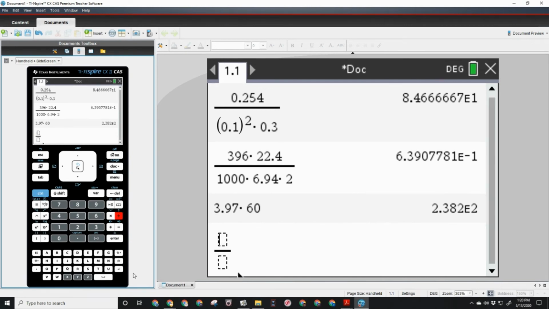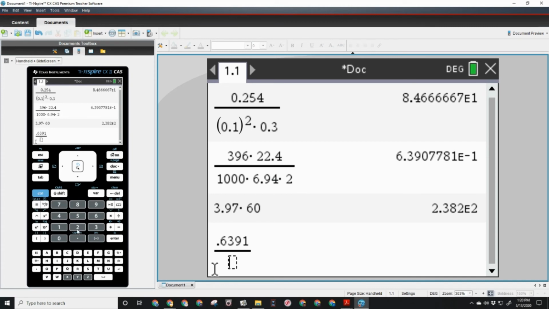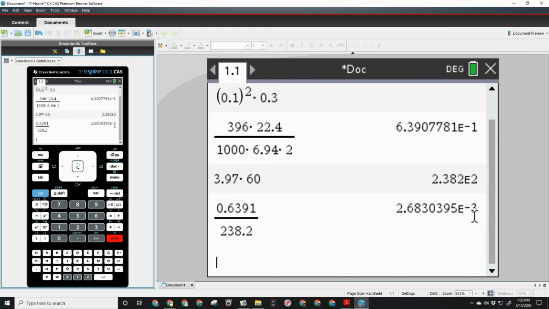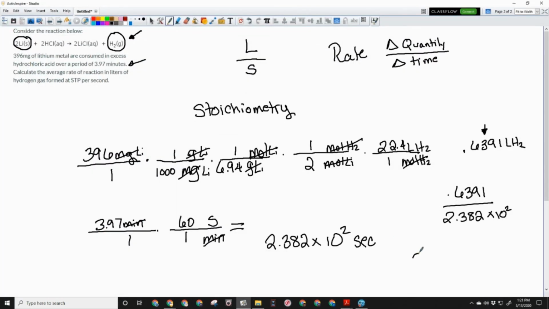All right, so we're going to get box over a box, 0.6391 in the top, and in the bottom, 2.382 times 10 to the 2. All right, so that gives us 2.68 times 10 to the negative 3. Okay, 2.68 times 10 to the negative 3.